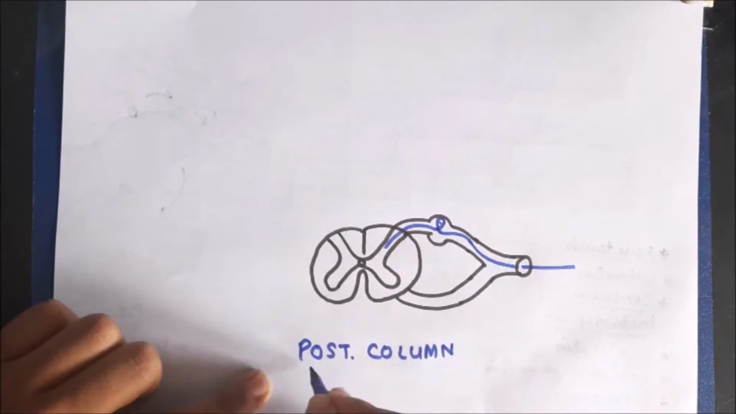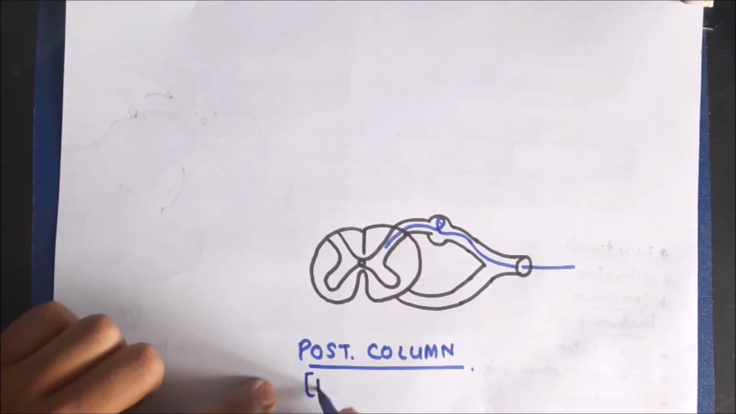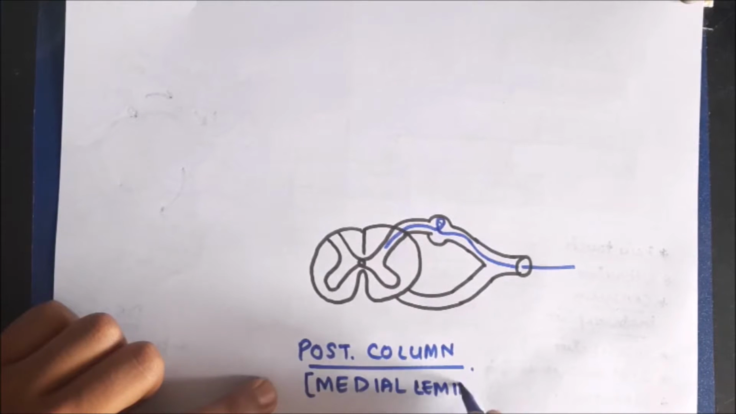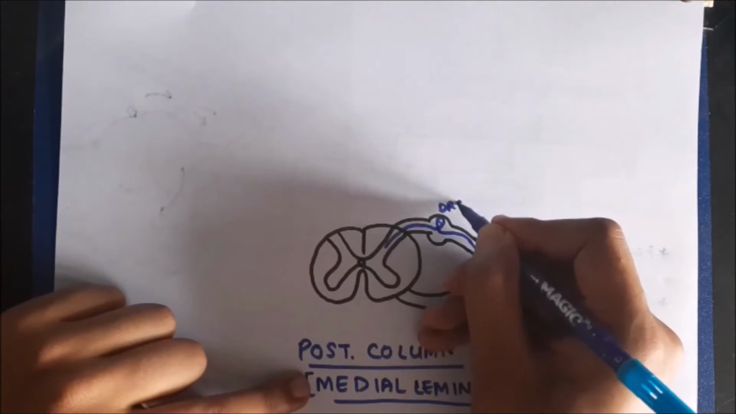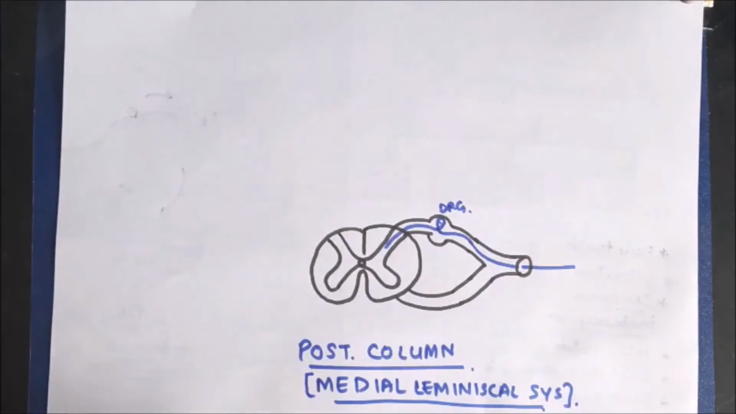We are discussing the posterior column, also called the medial lemniscal system. Why it's called the medial lemniscal system, we'll understand from the diagram, because in the diagram these fibers cross at the level of the medial lemniscus in the medulla, so it's called the medial lemniscal system.